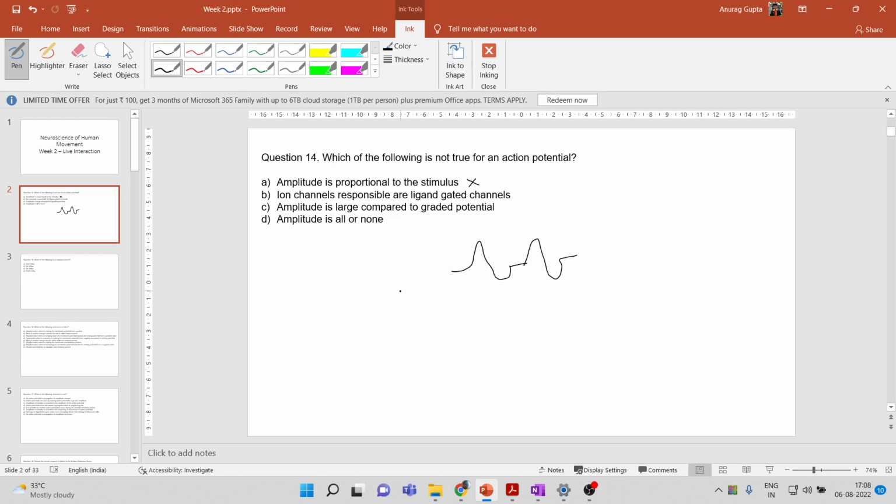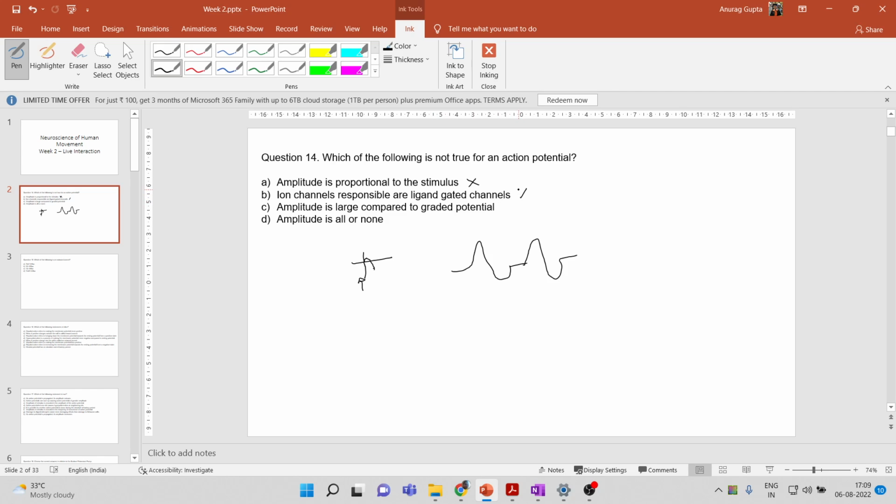Amplitude is not proportional to the stimulus. That is true for graded potentials, but not for action potentials. If you recall, the amplitude that is generated is always the same in an action potential. Whether the initial stimulus just reaches the threshold, or is way more than the threshold, whatever is the case, as long as threshold is reached, the action potential is generated and it's always the same.